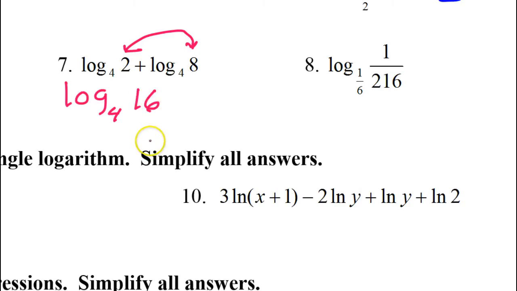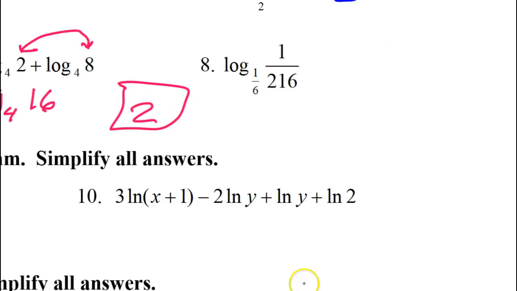Now it's infinitely doable, correct? Yeah. You look at it and you tell me the answer. What's the answer? It's going to be 2. It's going to be 2 because we're asking ourselves, 4 to what power will make 16? 4 squared makes 16, so the answer is 2. Okay? Jump in if you have any questions.